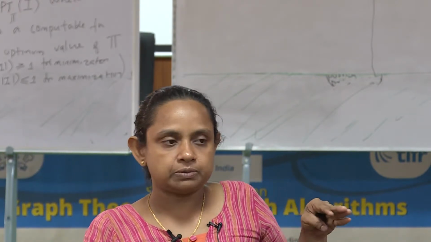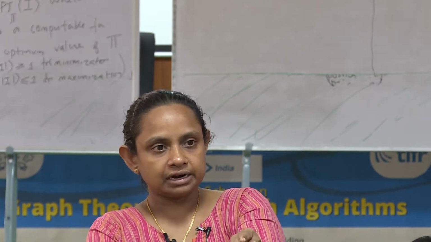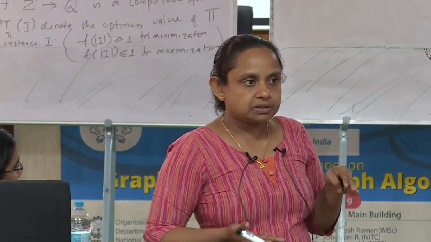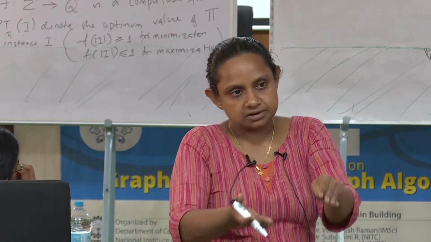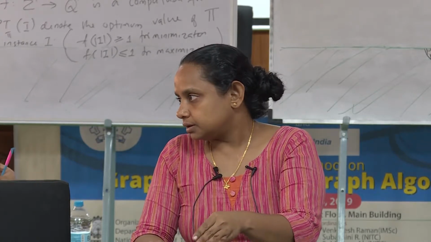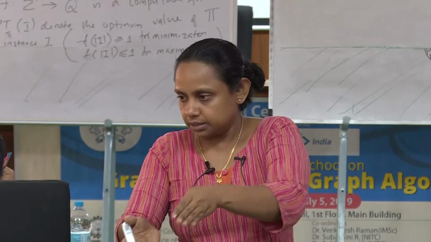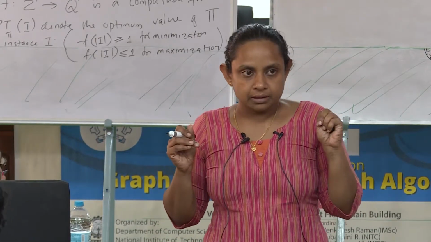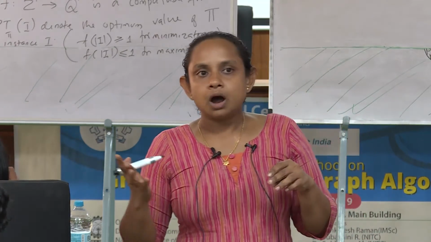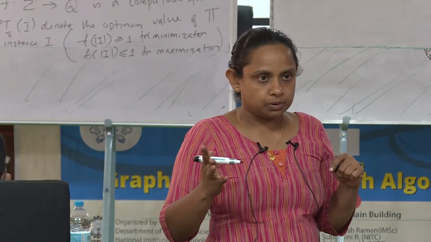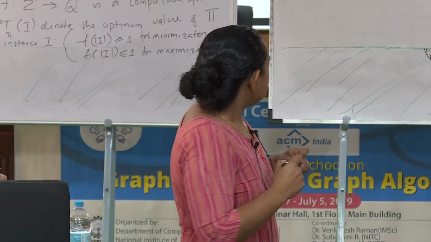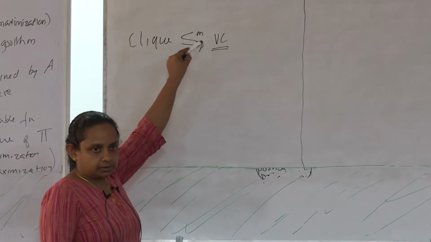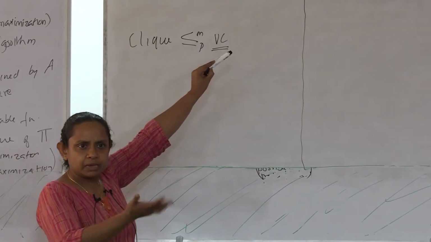If it was a yes instance of clique, the converted, reduced instance will be a yes instance of vertex cover. If it was a no instance of clique, the reduced instance will be a no instance of vertex cover. So the answer is preserved. It's a polynomial time mapping like this. So if at all you know how to solve the vertex cover decision problem in polynomial time, you also get a solution in polynomial time. You can give the same answer, right?